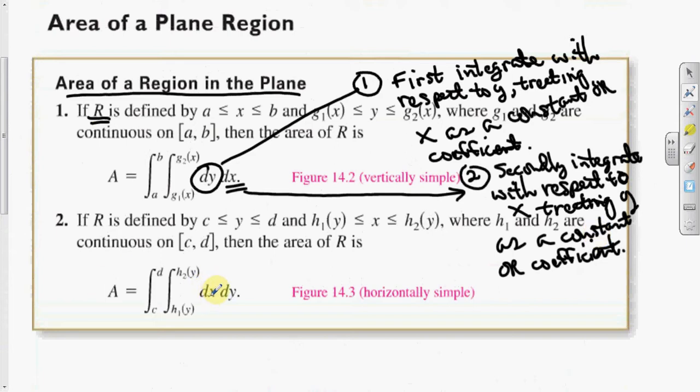The dx is first, so I'm going to integrate here first with respect to x. Then I treat y as a constant or coefficient. Then secondly, the dy comes next. Then I integrate with respect to y, treat x as a constant or coefficient.